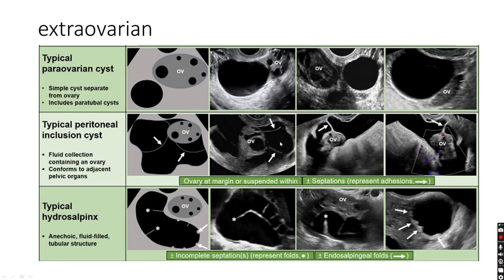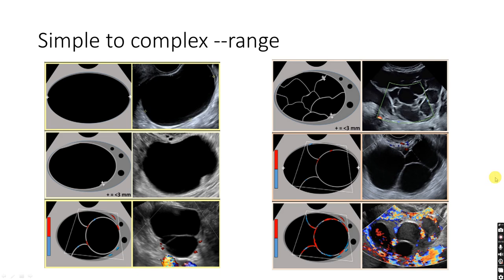Typical ultrasound or CT/MR feature is that the cystic component will conform to the shape of the adjacent organs, like the pelvic side wall, the adjacent uterus or bowel loops. It will not cause any mass effect and it will not have a spherical shape. It will take the shape of the adjacent organs. Then hydrosalpinx is an extra-ovarian, elongated tubular cystic lesion. It will show incomplete septi, which are nothing but folds, and it can also show echogenic endosalpingeal folds. So we saw typical ovarian endometrioma and dermoid cyst. Then we saw typical extra-ovarian simple cyst, hydrosalpinx, and peritoneal inclusion cyst.